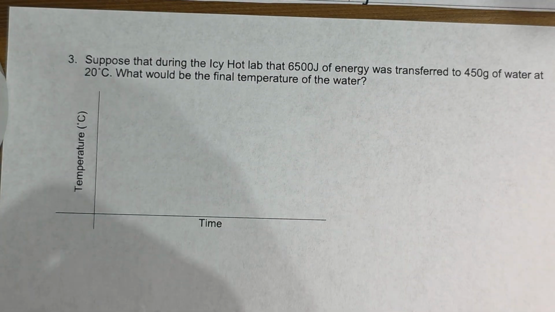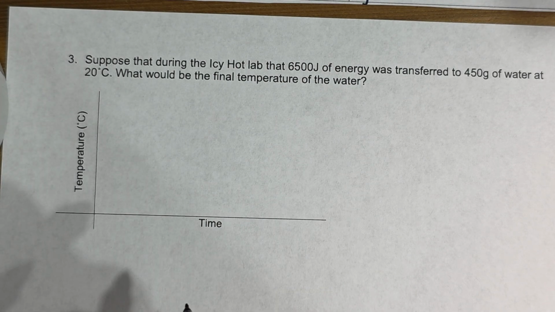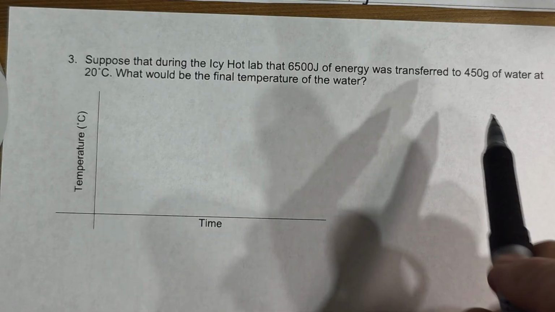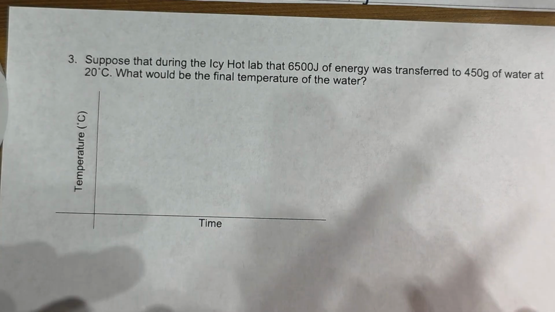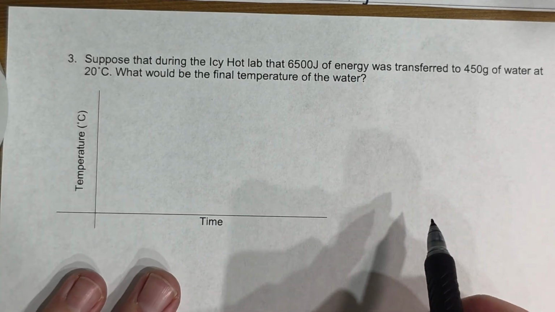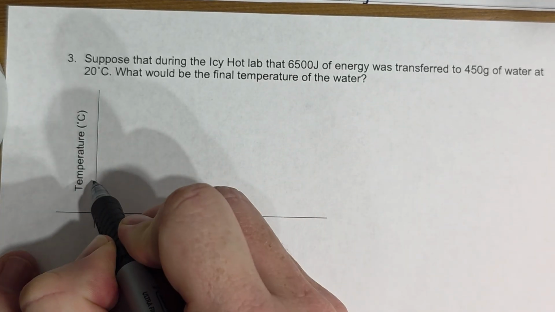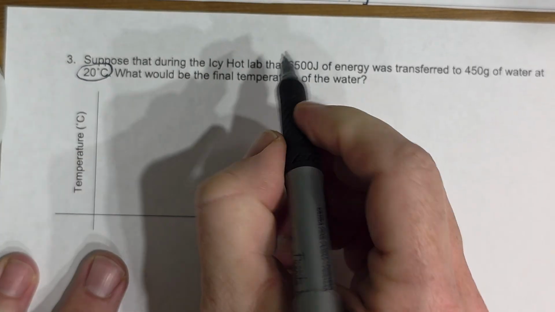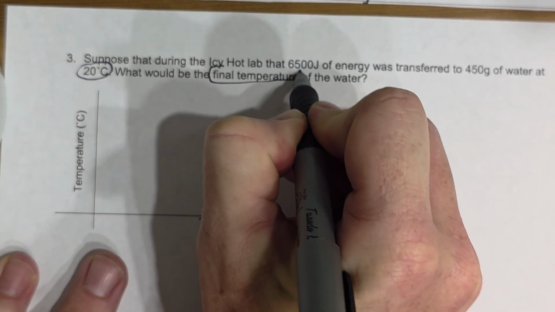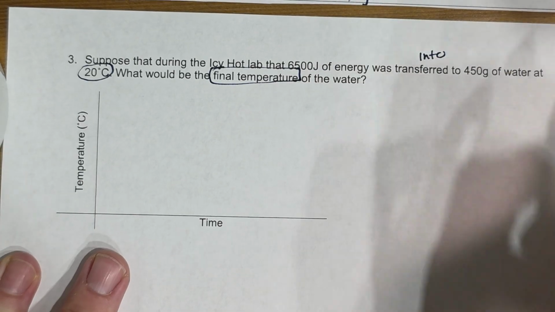Number 3 says, suppose that during the icy hot lab that we have 6,500 joules of energy being transferred to 450 grams of water at 20 degrees Celsius. We want to know the final temperature. Cool. I see that we are starting at 20 degrees, and we want to know the final temperature. And we are transferring into water.